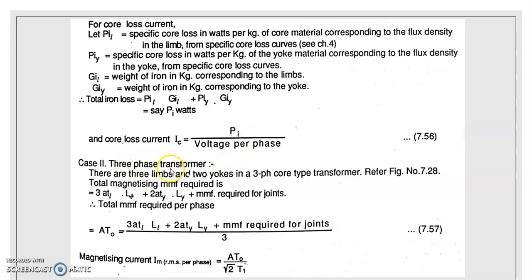Consider case 2, the 3-phase transformer, as compared to the single phase. In the 3-phase we have 3 limbs and 2 yokes. So we can define the ampere turns or MMF required as 3 into ATL into LL plus 2 into ATY into LY plus MMF required for the joint, which is the same as previous. So AT0 equals 3 ATL LL plus 2 ATY LY plus MMF required for joints, divided by 3. This is for per phase. Magnetizing current we can calculate in RMS, that is IM equals AT0 upon root 2 into T1.